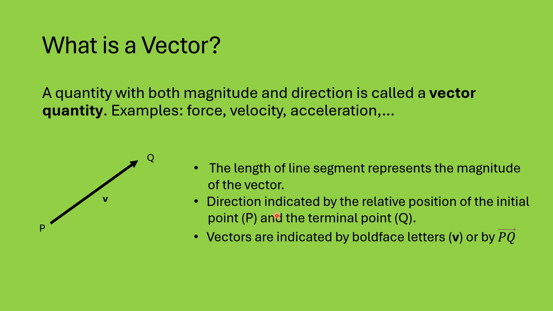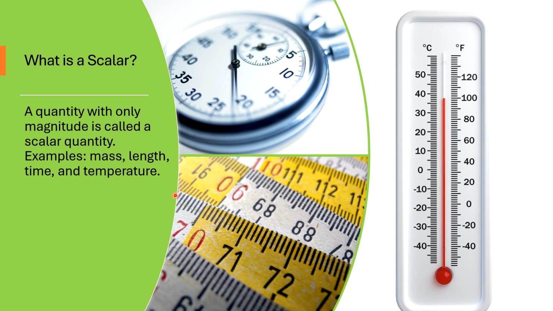Vectors are indicated by boldface type, or sometimes we'll put an arrow or a little hat over a symbol to indicate that it is a vector. What is a scalar? Now this is different than a vector. A quantity with only a magnitude is called a scalar. This might be mass, length, time, temperature, many things that we see in everyday life that are just numbers.